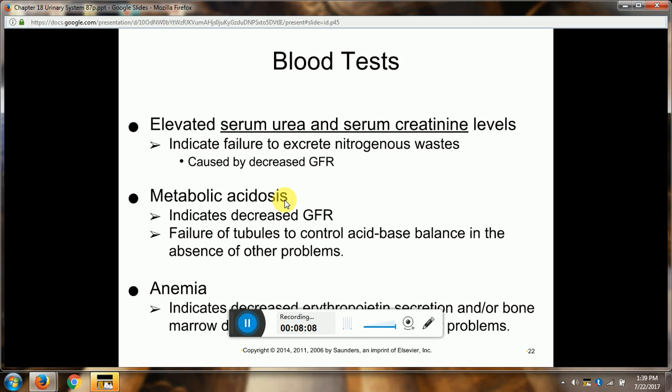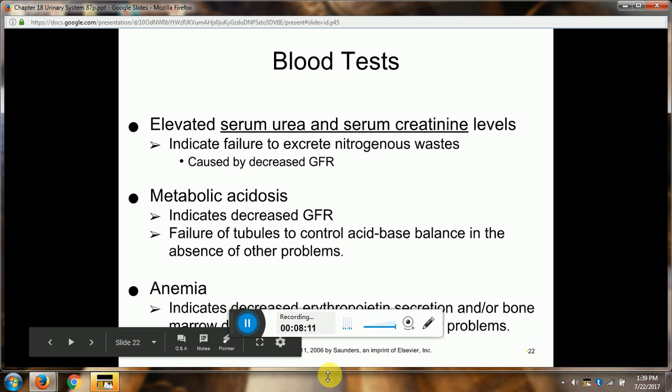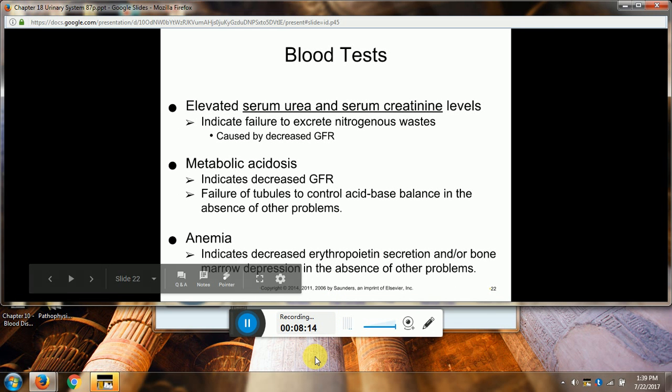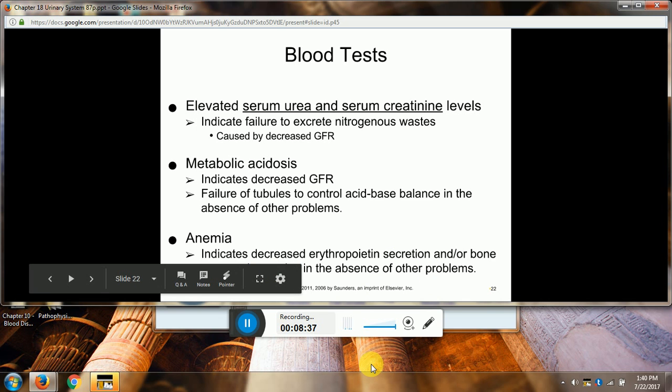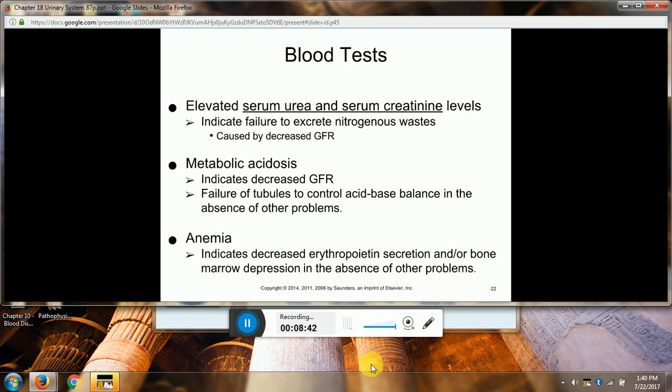Anemia: remember, erythropoietin is made by the kidneys. If there's destruction in the kidney and not enough erythropoietin is being made, that can lead to anemia. It could also lead to suppression in the bone marrow. If there is no other cause of anemia, you need to look at the other causes of anemia first before you can say the anemia is caused by a renal disease.